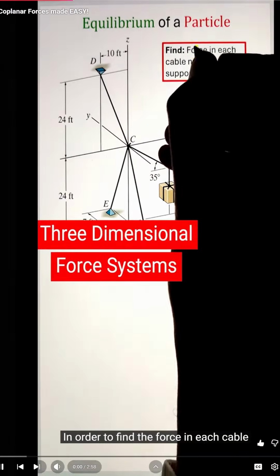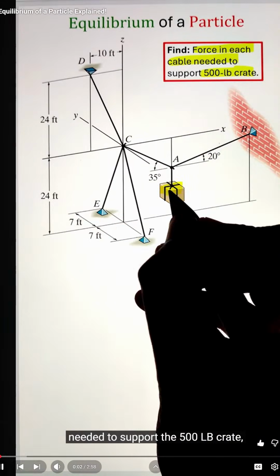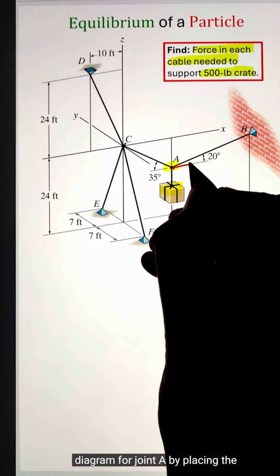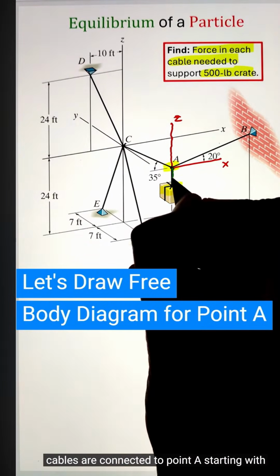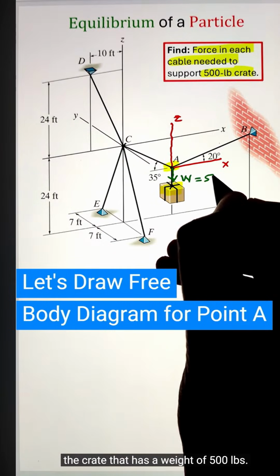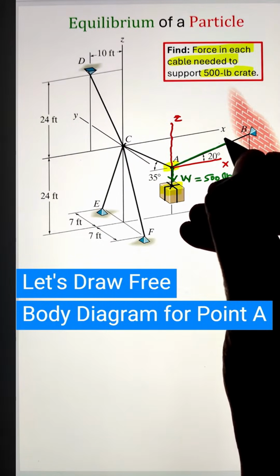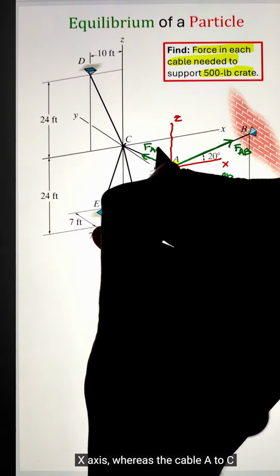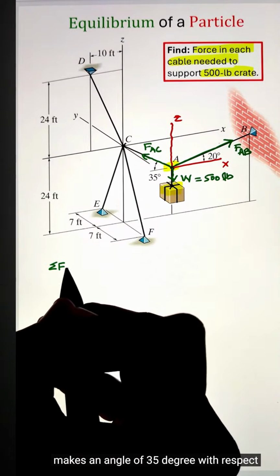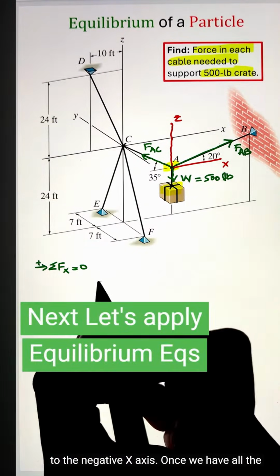In order to find the force in each cable needed to support the 500-pound crate, we can start by drawing our free body diagram for joint A by placing the origin at that particular point. Here, three cables are connected to point A, starting with the crate that has a weight of 500 pounds. Next, we have a cable from A to C making an angle of 20 degrees from the horizontal x-axis, whereas the cable A to B makes an angle of 35 degrees with respect to the negative x-axis.